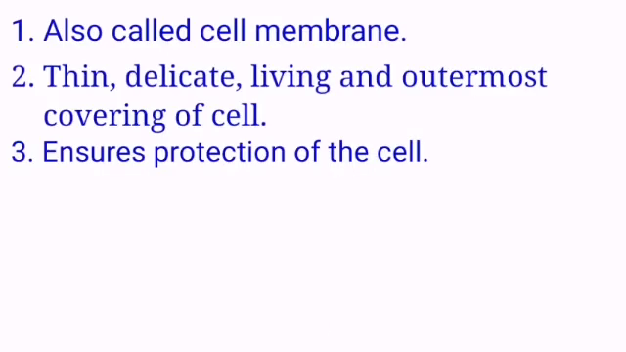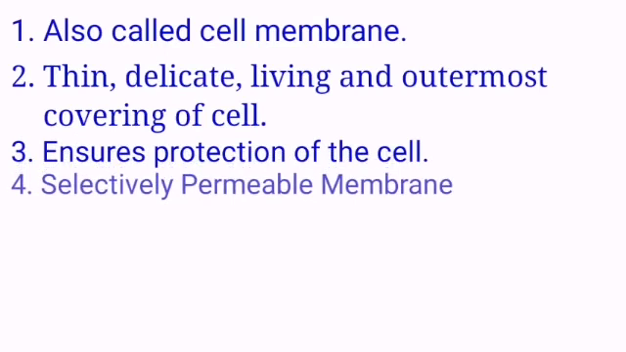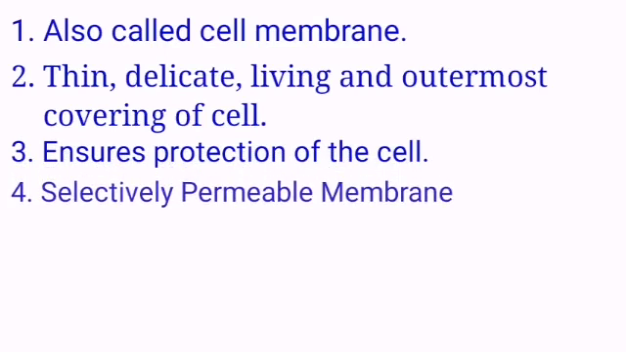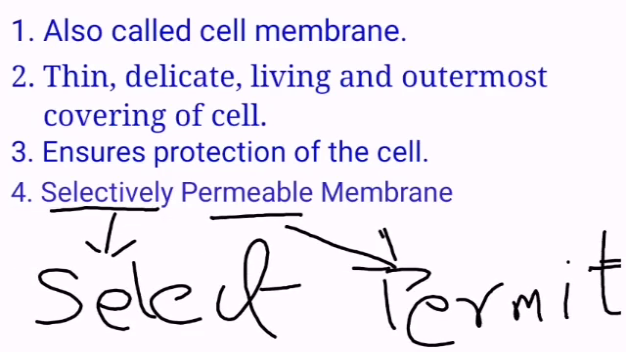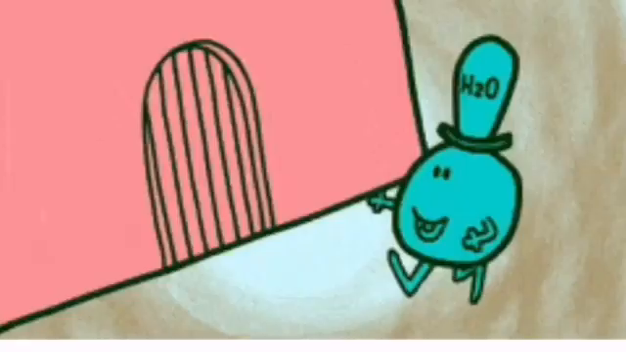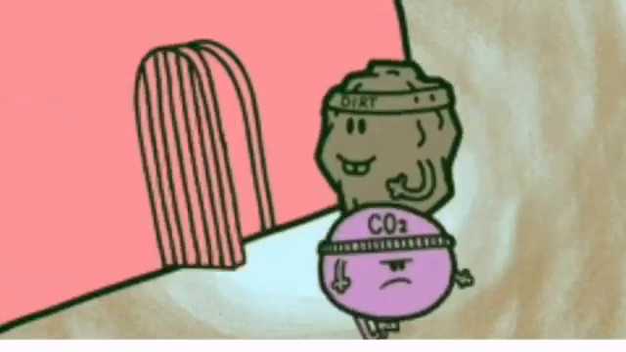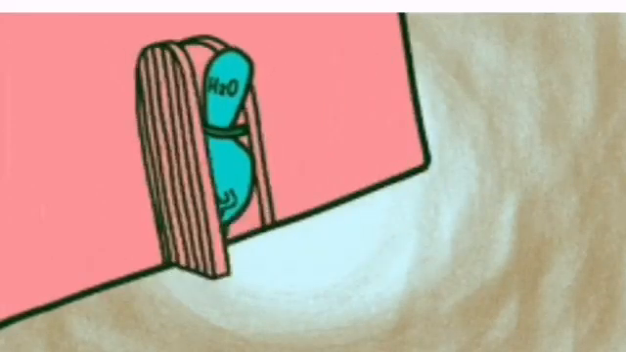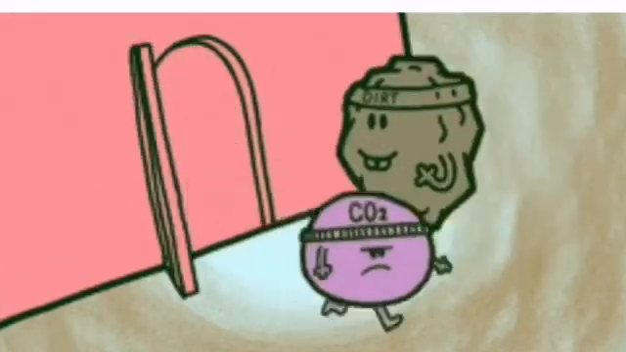Cell membrane or plasma membrane is also a selectively permeable membrane. So let's understand what a selectively permeable membrane is. The word selectively means to select, permeable means to permit. It means the plasma membrane selects what goes inside and comes out of the cell. For example, if you see here, the door selects only one component to go inside and come outside, and it rejects the other bigger component.